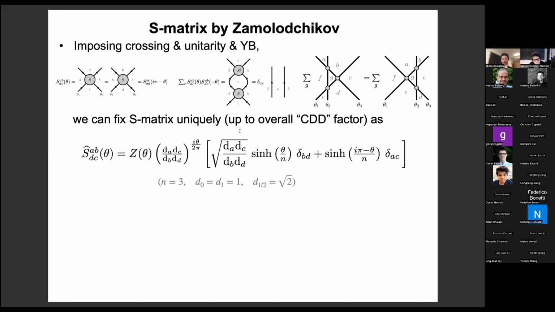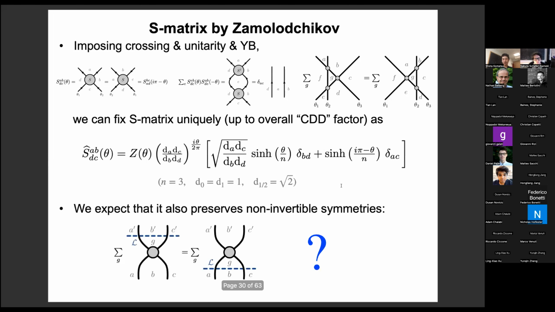In order to remedy that difference, Zamolodchikov multiplied by this additional factor, which is the ratio of these to the power i theta over 2 pi. I didn't explain the notation here, but in the case of the tricritical Ising model, n is 3, and these are given by d_0 and d_1 equal to 1, and d_{1/2} equal to square root of 2. So A, B, C, D run over 0, 1/2, and 1. At this point, let me just mention that these are basically quantum dimensions.